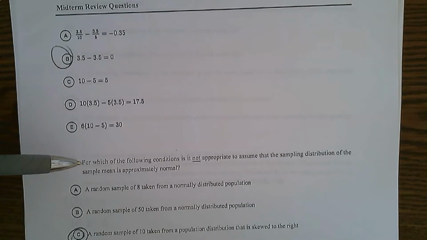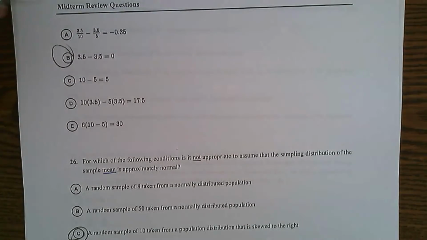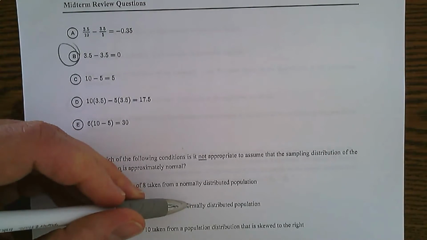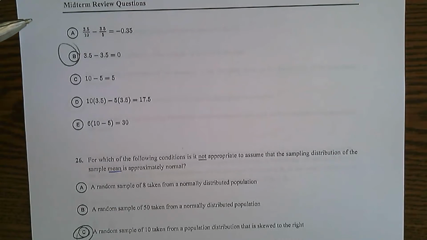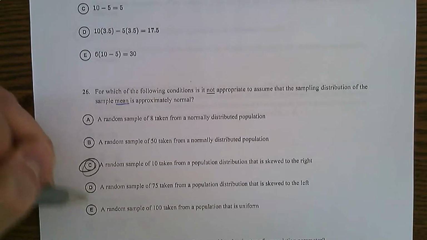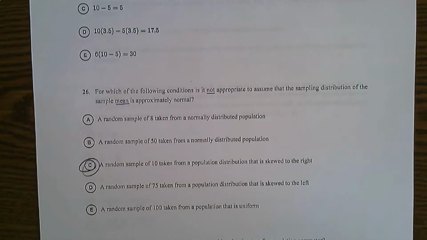Here, sample mean, so this is where we're talking about the central limit theorem. If the population is normally distributed, then the sampling distribution will always be normally distributed. So A and B are out. D and E are out because the sample size is greater than or equal to 30, so the central limit theorem applies, but it does not in C.